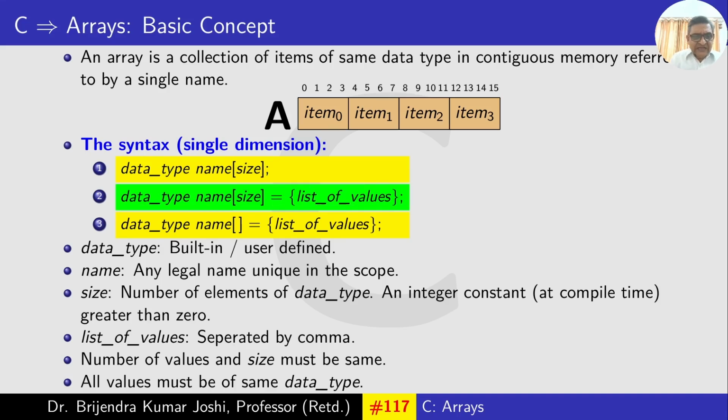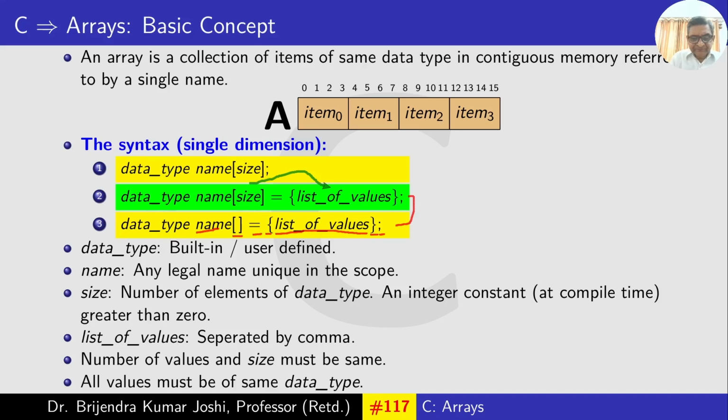Then third one is data type, then name, then opening and closing square brackets without anything written inside, assignment operator, opening and closing braces, and semicolon. So what is the difference between these two? Here I had written size, so the requirement is this size must be same as the number of values in this list. Here the compiler deduces how many items there would be, depending on the number of elements in the list of values.